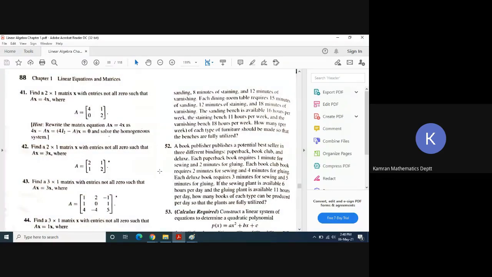Question number 52 and 53. These are word problems. First, we have to make a system of equations, and then we have to solve the system of equations using the same techniques.